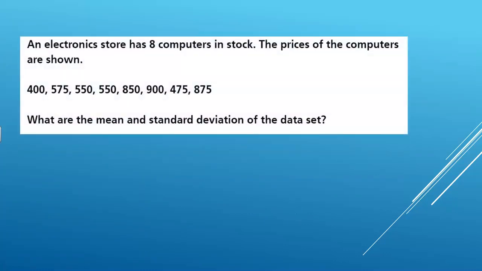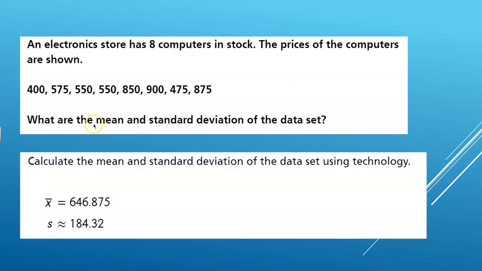Try this one. An electronics store has 8 computers in stock and the prices of the computers are shown below. What are the mean and standard deviation of this data set? So you can stop the video and try that. I found that the mean was $646 and about 88 cents, and the standard deviation is about $184.